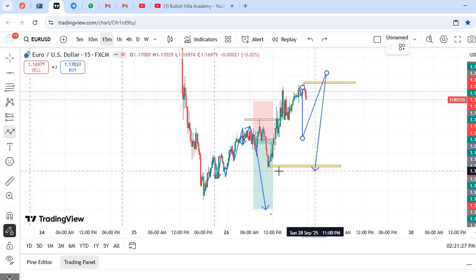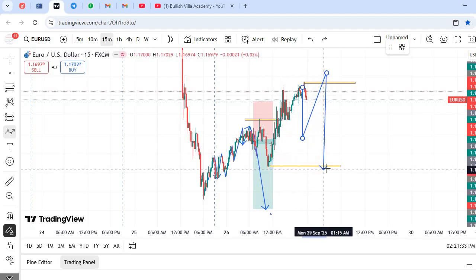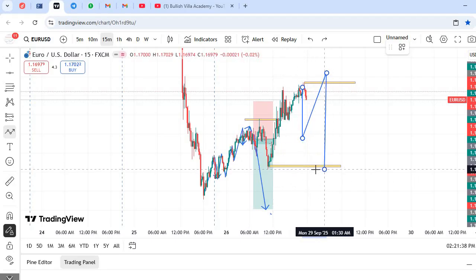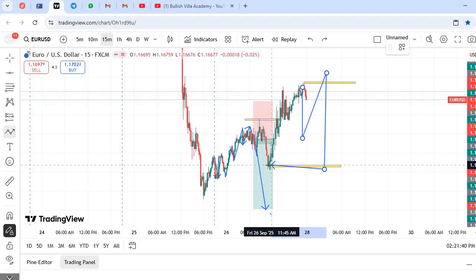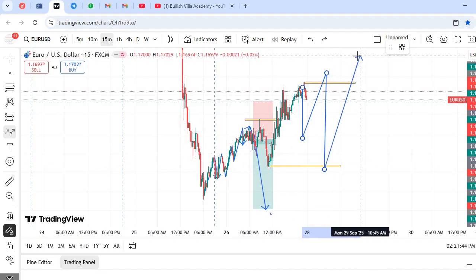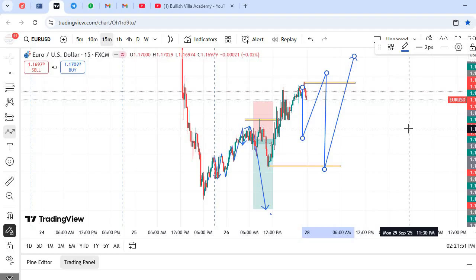There are sometimes that price can come to take out this liquidity. Don't forget that liquidity validates your zone. So wherever there is liquidity, you always see price going there to play around there to make money. So you can see it's not that price will come here and then it will go up and continue the uptrend. Can you see? So this is going to be my expectation for tomorrow's trade.